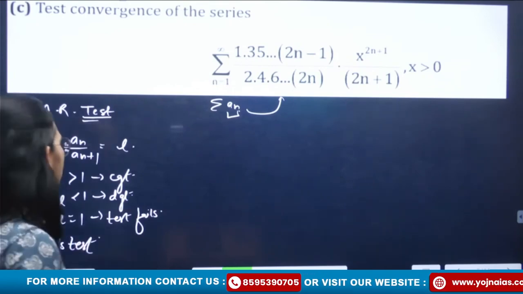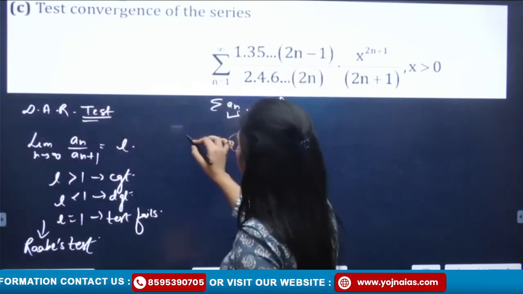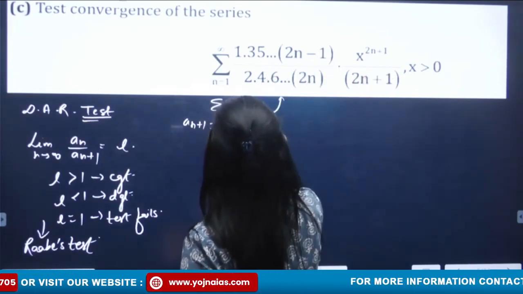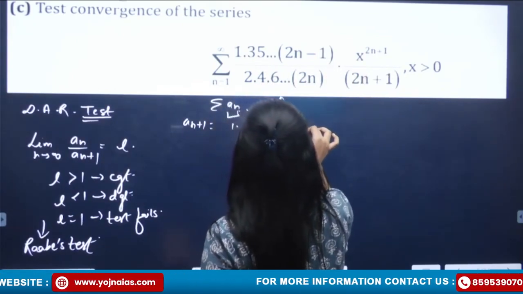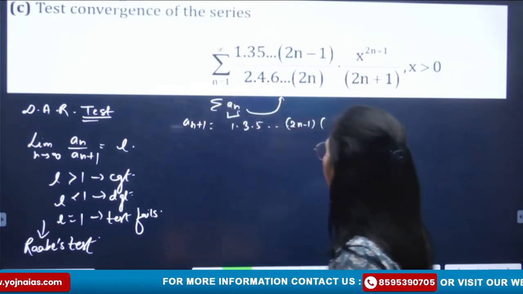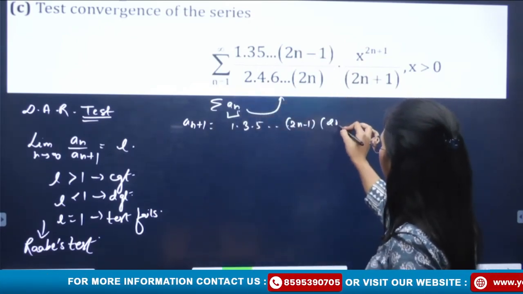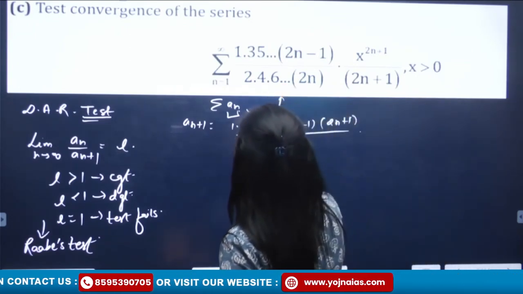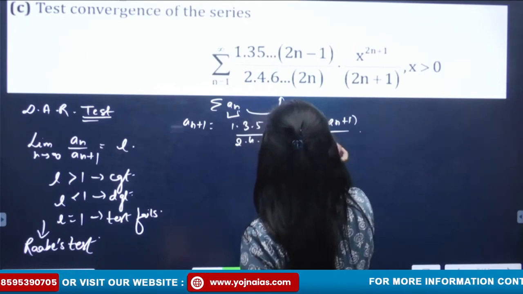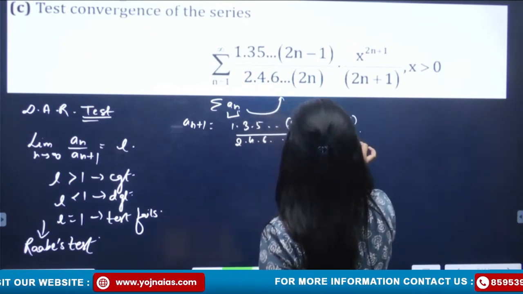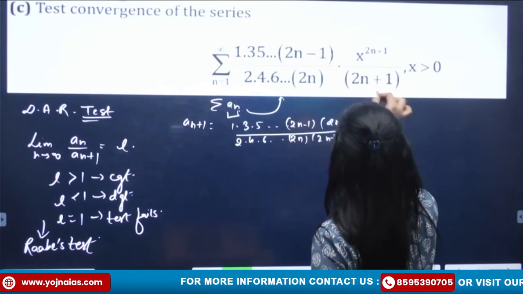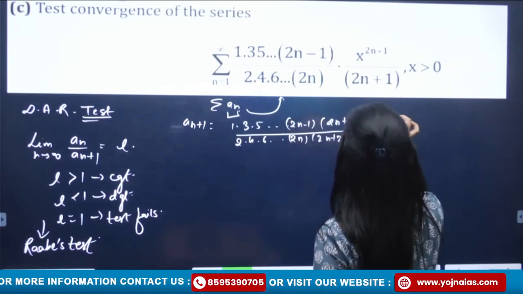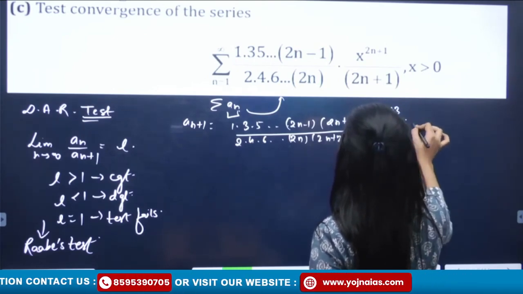Okay, let's do it. So a_n is this one, and a_(n+1) is going to be, add one more term: 1, 3, 5, ..., 2n minus 1, and at the place of n put n plus 1, so it is going to be 2n plus 1, divided by 2, 4, 6, ..., 2n, then 2n plus 2, and you have extra 2n plus 1, so it is going to be 2n plus 3. And the power would be 2n plus 3, where x is greater than 0.